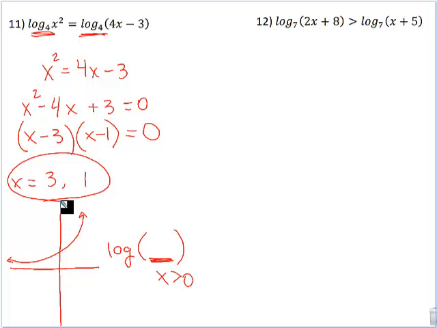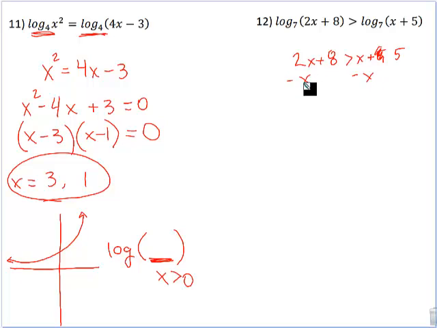Okay. All right, one last problem, number 12. Log base 7 of 2x plus 8 is greater than log base 7 of x plus 5. So what could be our equation here? 2x plus 8 is greater than x plus 5. There we go. Then how would we solve this?